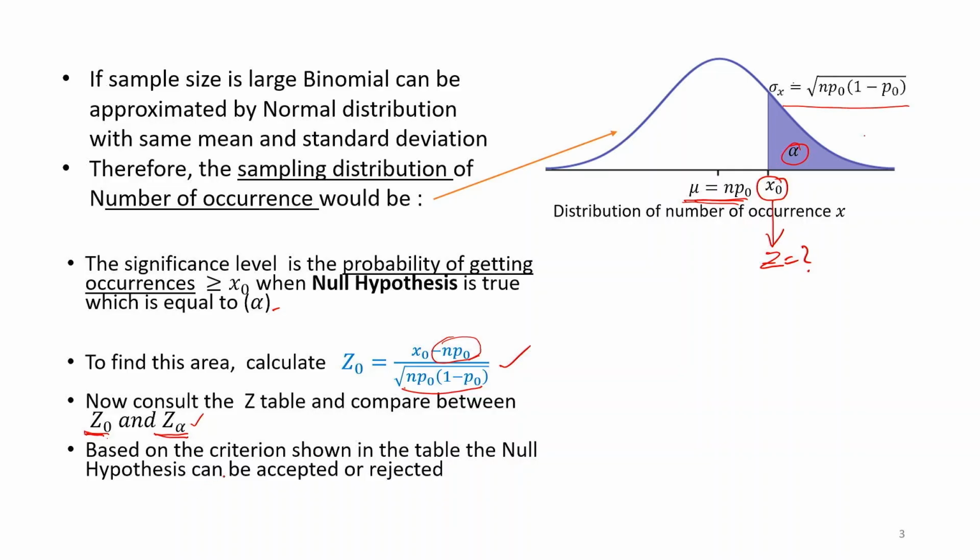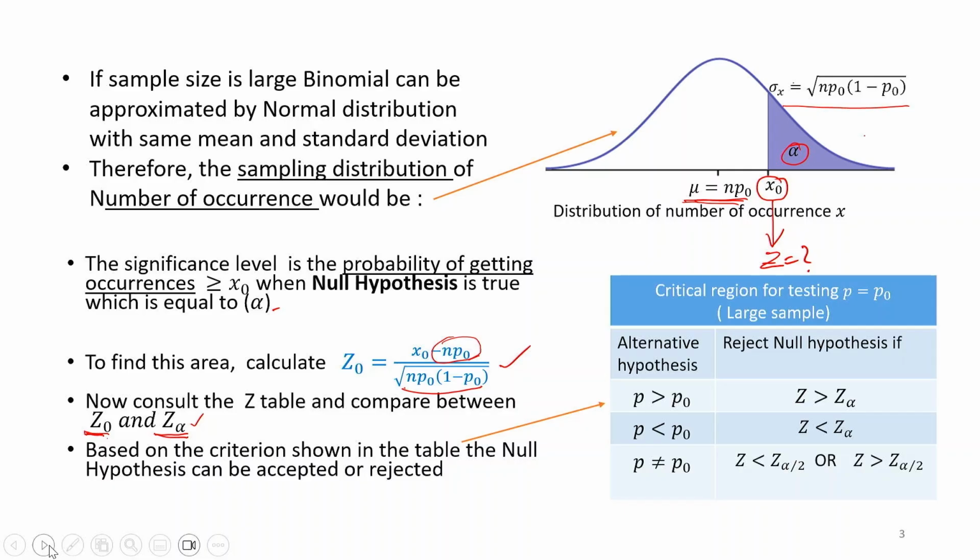Based on the criteria shown in the table now, the hypotheses can be either accepted or rejected. And what is the criteria? The criteria is given in this table. If the alternative hypothesis is P is greater than P0, then the null hypothesis will be rejected, provided Z, meaning here Z0, that is Z observed, or you can say the calculated value of Z, is greater than Z alpha. Alpha is the level of significance.